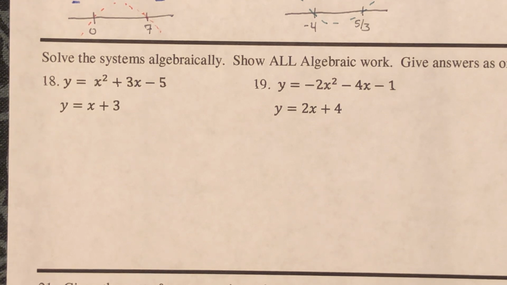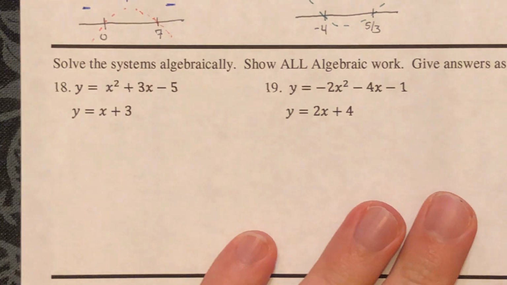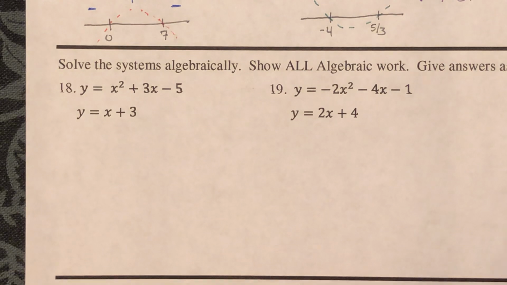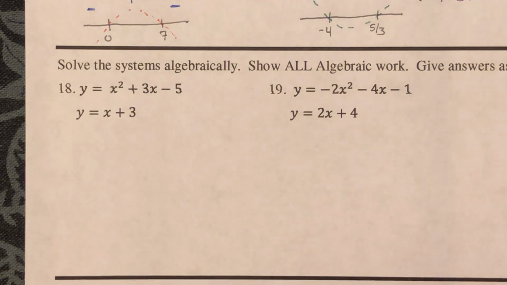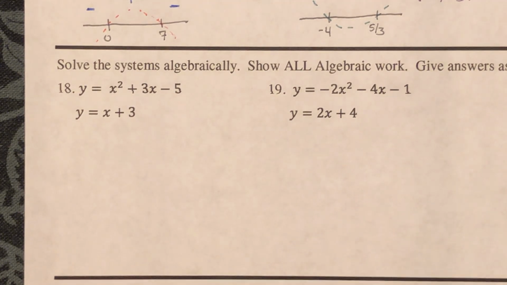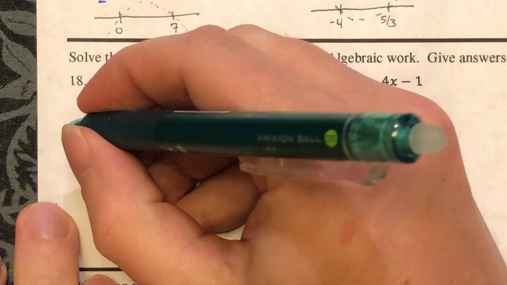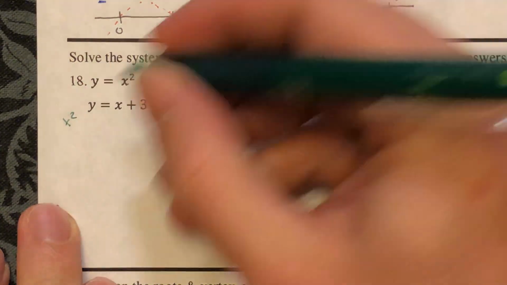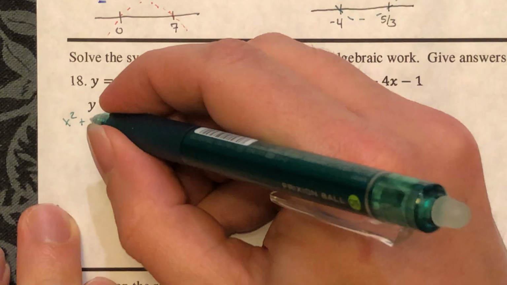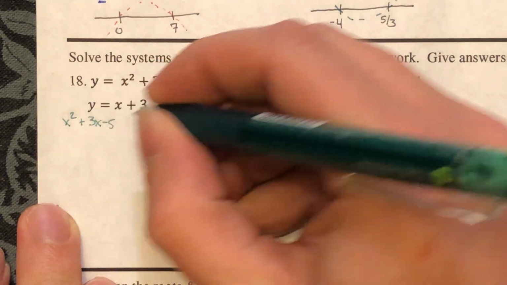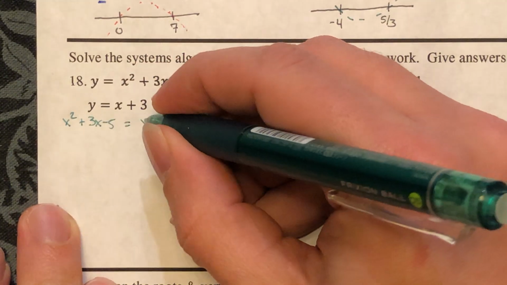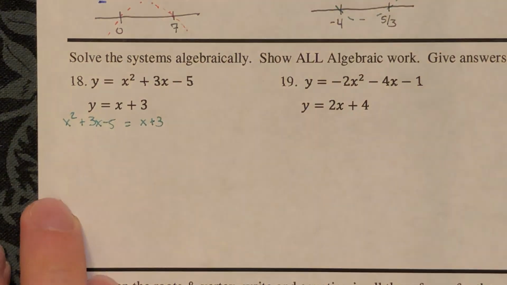For 18, 19, and 20, we are solving the systems. So we need to make sure that each equation is set equal to y first, so that we can then set the equations equal to each other. So I've got x squared plus 3x minus 5 equals x plus 3.